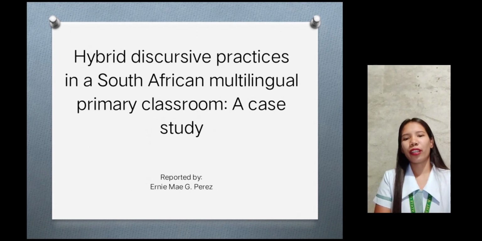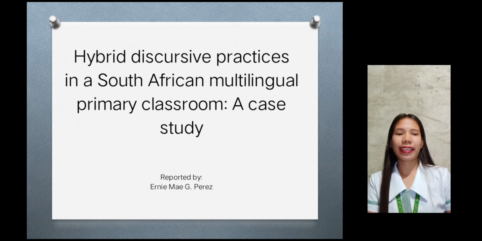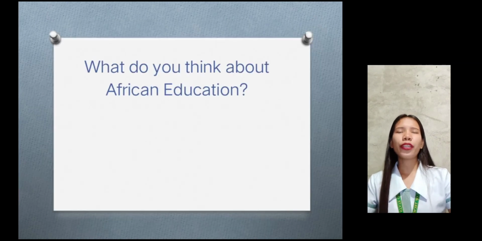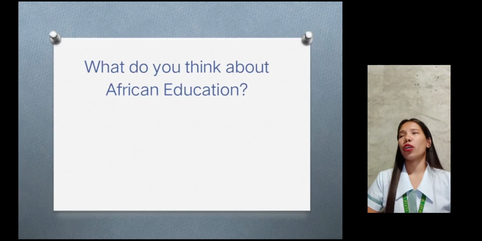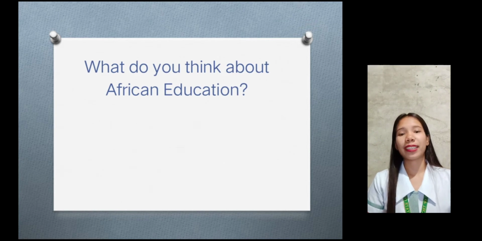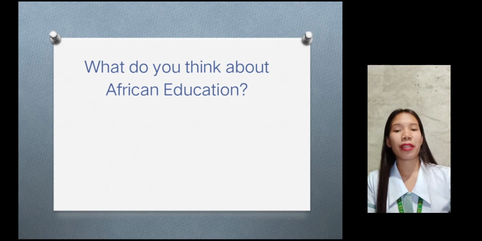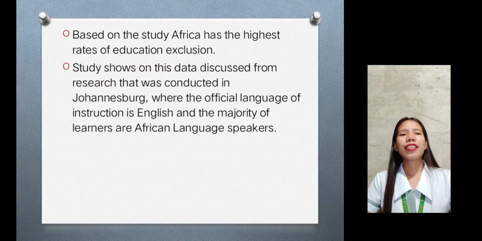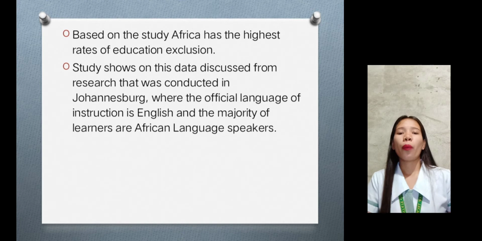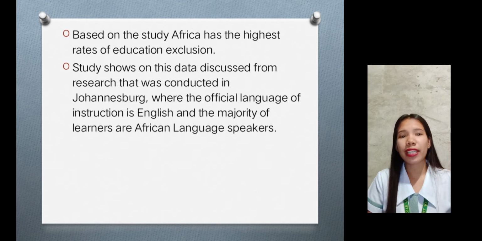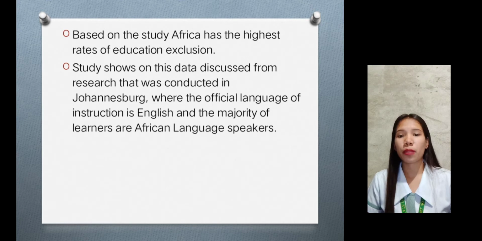South African multilingual primary classroom, a case study. Now, what do you think about African education, or do you have any idea of what it is all about? Okay, we'll see. Now, based on the study, Africa has the highest rates of education exclusion. A study shows on this data discussed from research that was conducted in Johannesburg, where the official language of instruction is English, and the majority of learners are African language speakers.